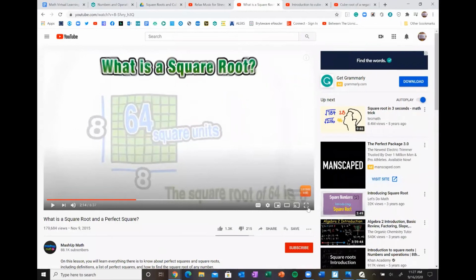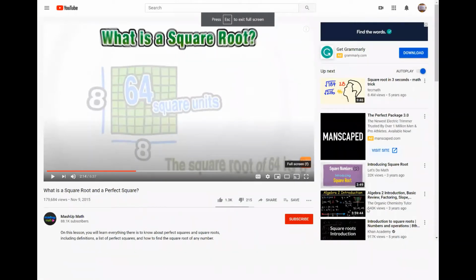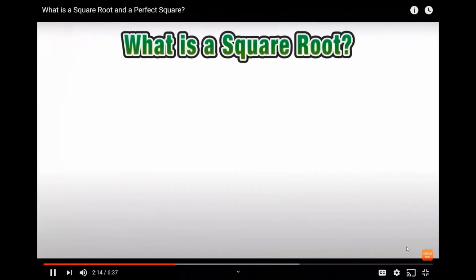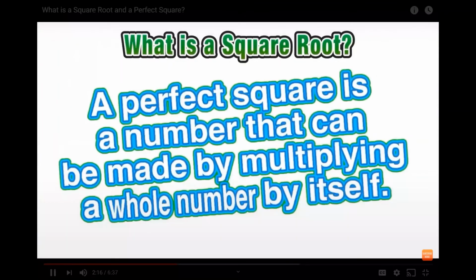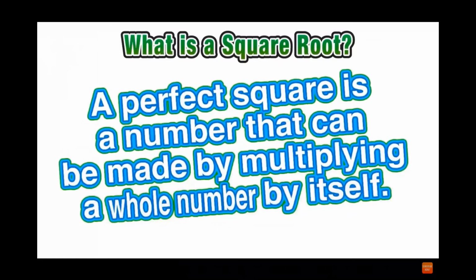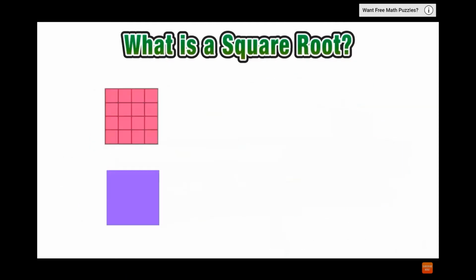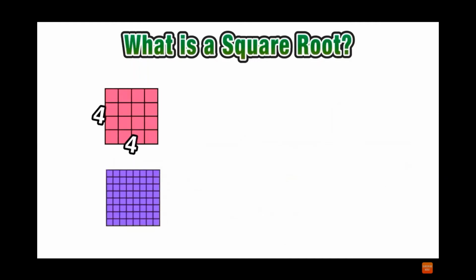And pay close attention. So now we can say that a perfect square is a number that can be made by multiplying a whole number by itself, by squaring any whole number. Cool. So now we can revisit the two perfect squares from earlier, and that was the 4 by 4 square and the 8 by 8 square.